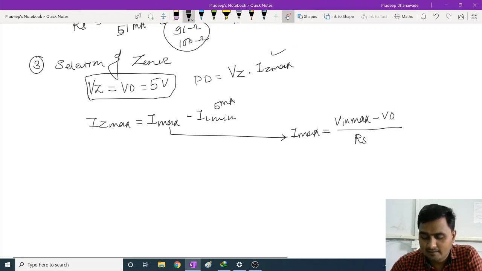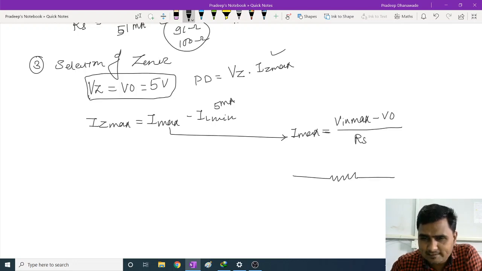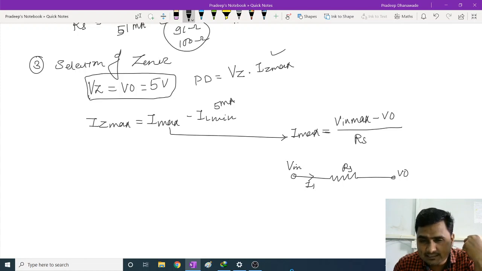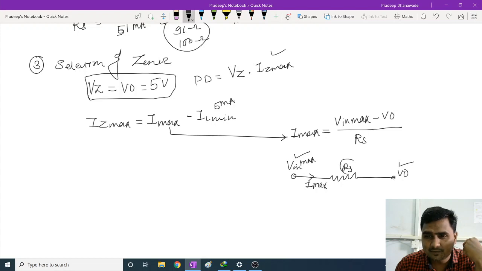So I max is equal to V in max minus VO divided by RS. Those who don't get this clearly, let me explain. This is V in, this is I, this is RS, and this is VO. My interest is to calculate this I max. It means this current must be maximum, and this current will be maximum when this voltage is maximum. So that's why I'm writing V in max minus VO divided by the value of RS.